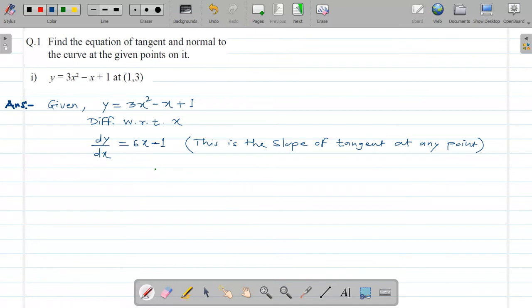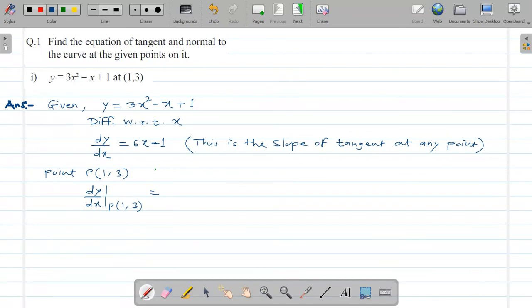Now point is given to you. Now given is point, suppose you can write point P 1 comma 3 is given to you. Now what is the slope of the tangent at point 1 comma 3? So you can mention like this, dy by dx at P 1 comma 3, that is equal to, now here it is 6x minus 1.